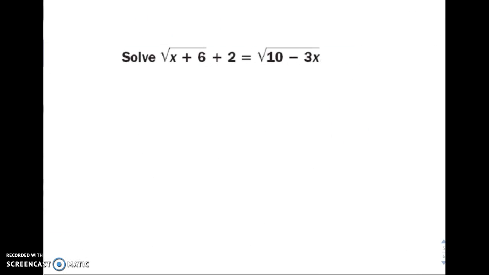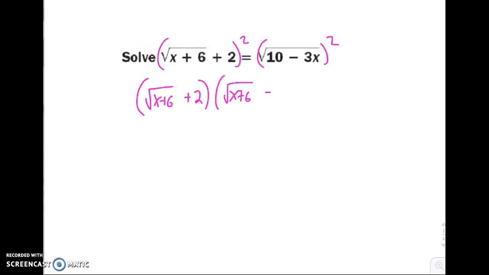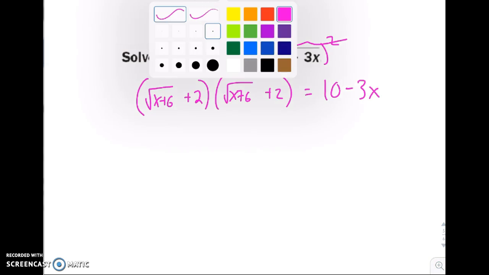Okay, last one here. This is by far the most difficult. You are going to have to square both sides and expand this even though it's a square root. You can't combine them, and they aren't going to go away. You don't get to pick and choose what you square, so you are going to have the square root of x plus 6 plus 2 times the square root of x plus 6 plus 2 is equal to, the square root does cancel over here, it's 10 minus 3x.